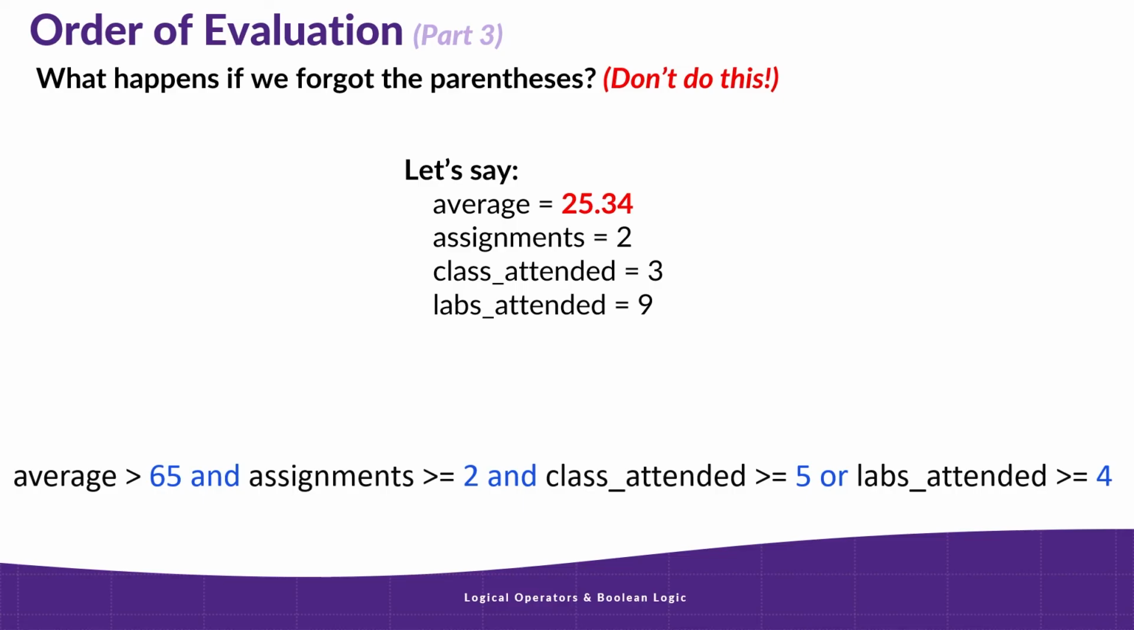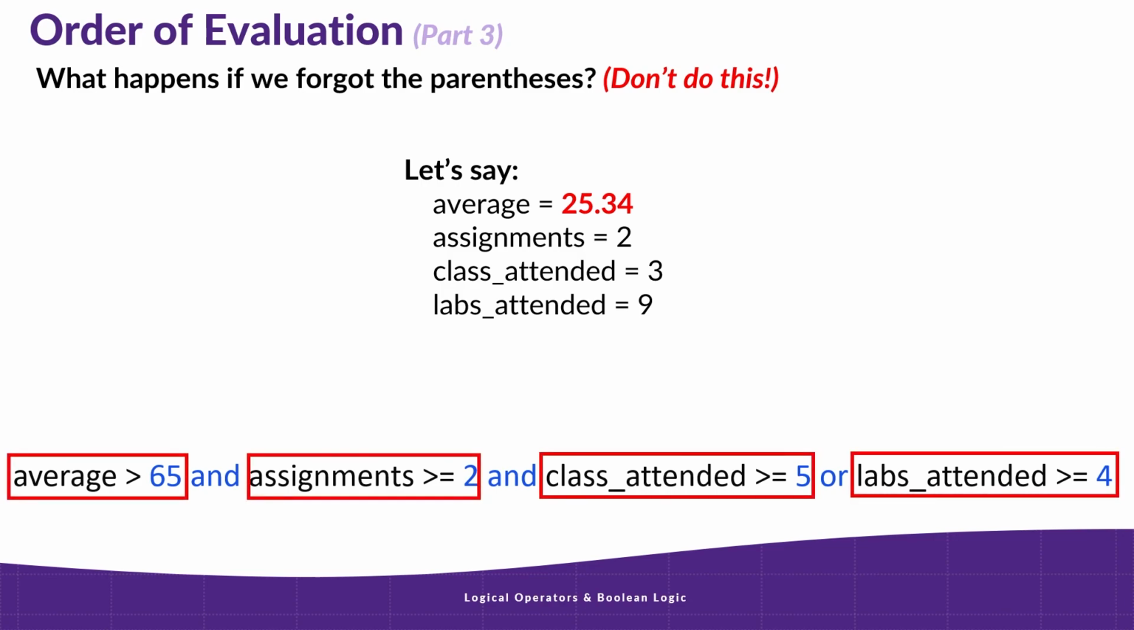But what happens if we had forgot those parentheses? Will we still get the correct values in all cases? Here we have a new case where the student has an average of 25.34, but we forgot to add the parentheses to our logical expression. Do you think it will still give the correct result? So with no parentheses, the first order of operation to complete would be the comparison operators.